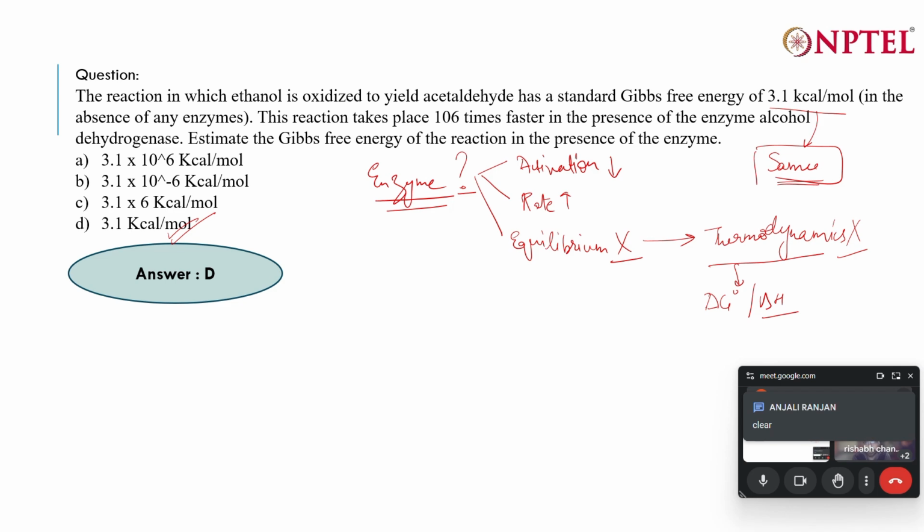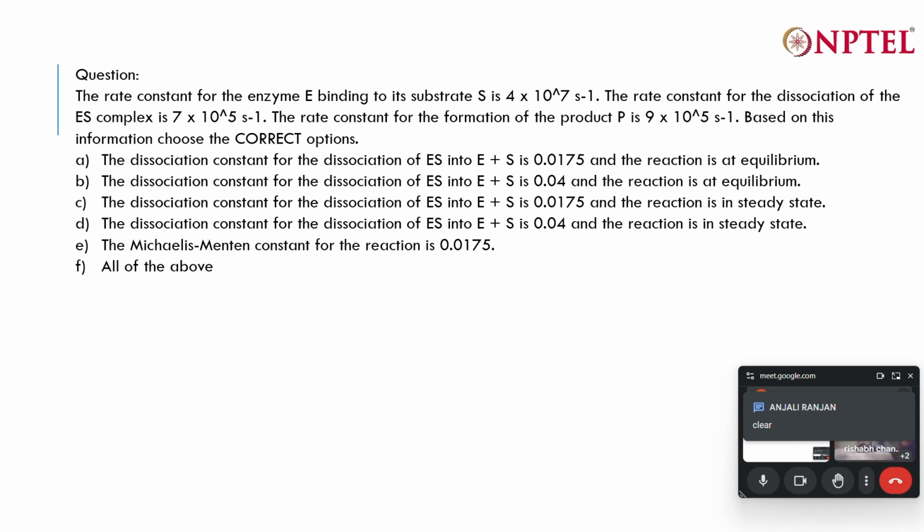Okay, so let's move on to the next question. The rate constant of the enzyme E binding to its substrate S is 4 into 10 to the power 7 per second. The rate constant for the dissociation of the ES complex is 7 into 10 to the power 5 per second. The rate constant for the formation of the product P is 9 into 10 to the power 5 per second. Based on this information, choose the correct options.